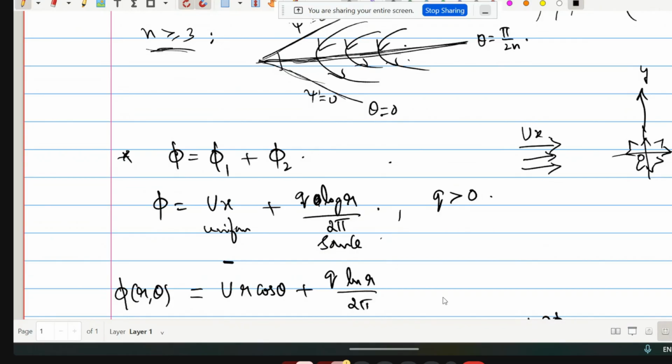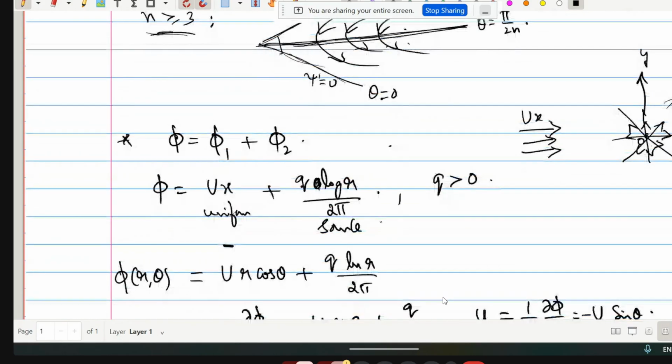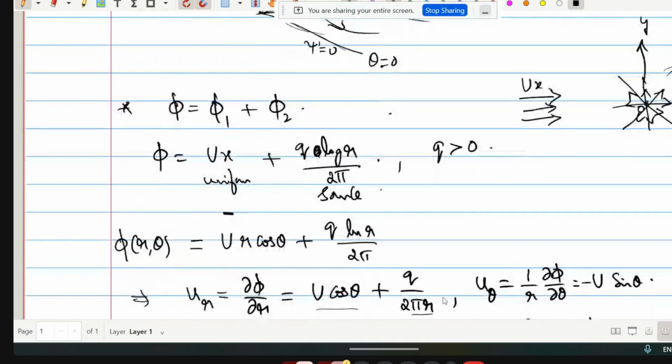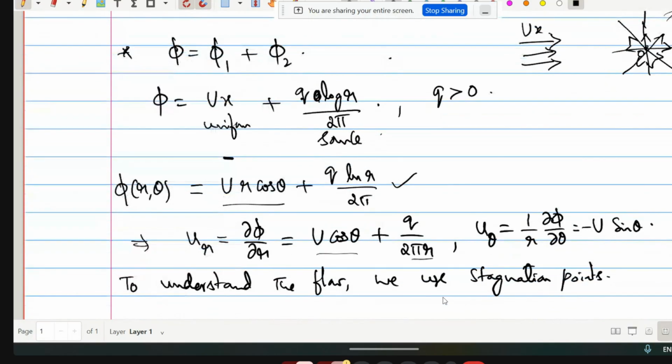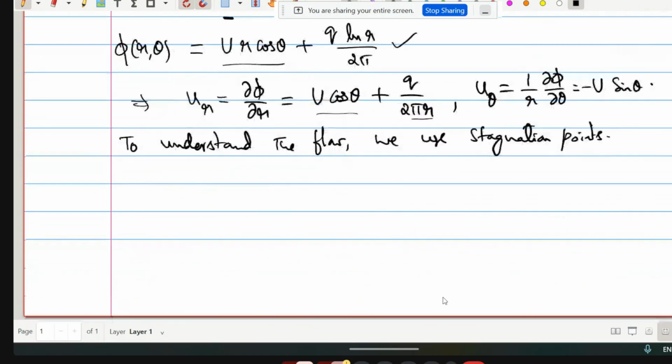That's what it tells you, no? If you believe whatever I said, if UR is positive, this is moving away from the origin. So here it is moving away from the origin, but you don't know the curves, right? You don't know the curves because you have a UR component, say U cos theta and Q ln R. So ln is not easy to understand. To see these things, we'll try to look at the stagnation point.